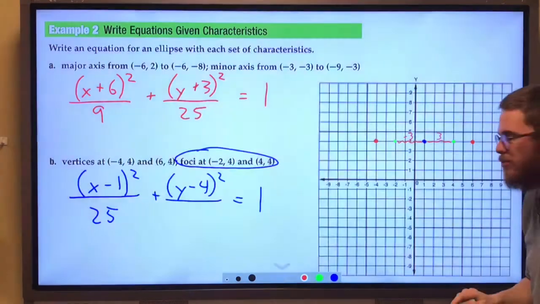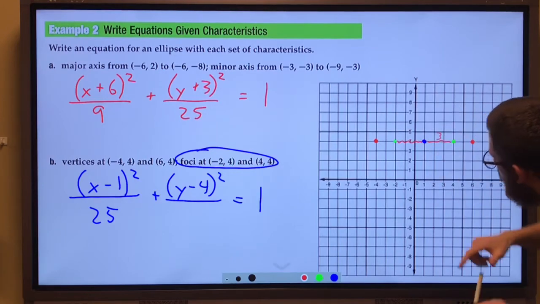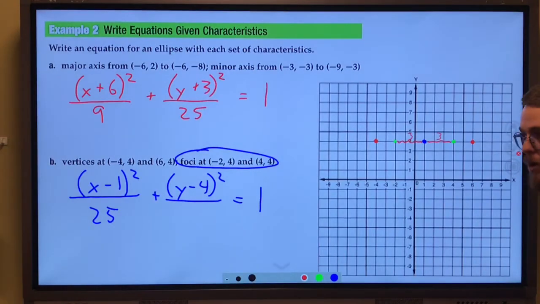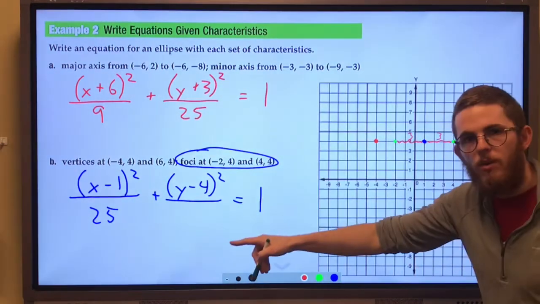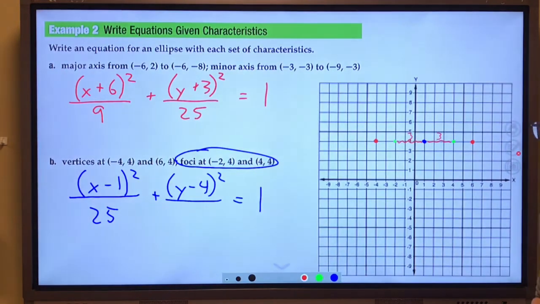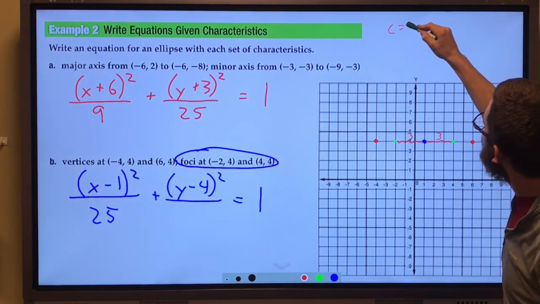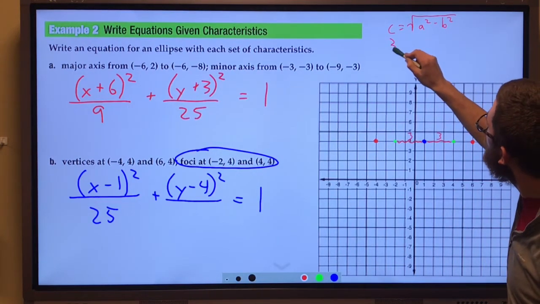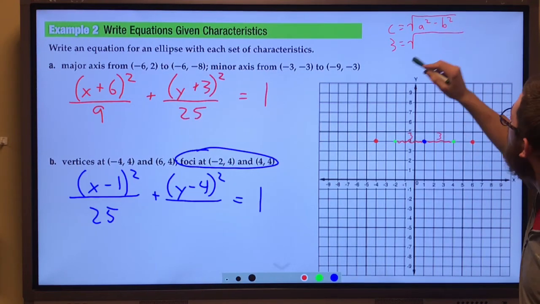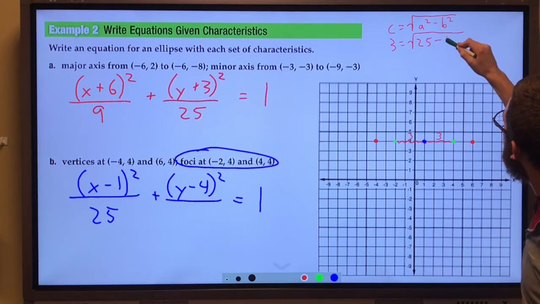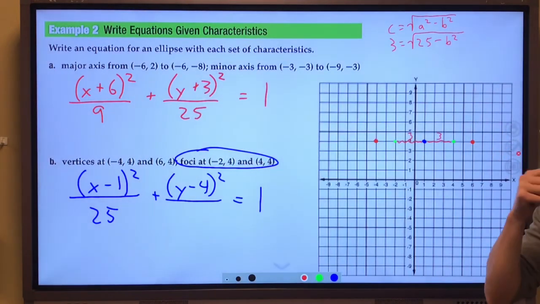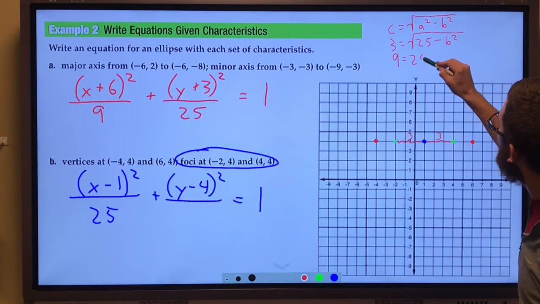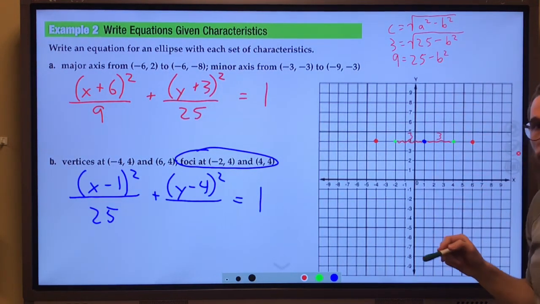Our c value is really just 3. That -3 there, it's just 3. 3 units away from our center point in both directions. Well, we know a and we know c, so we can find b. c is equal to the square root of a squared minus b squared, since c is 3 and a squared is 25. I should be able to find b. I can square both sides to get 9 is equal to 25 minus b squared.